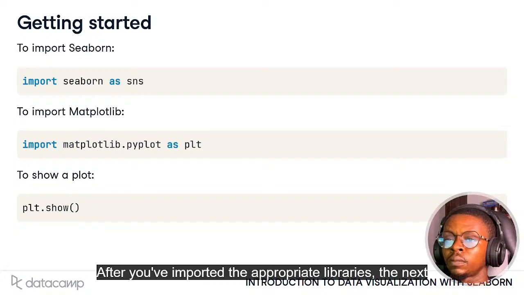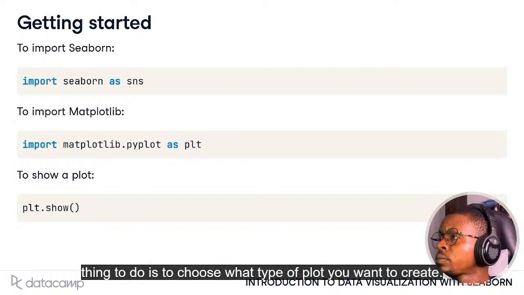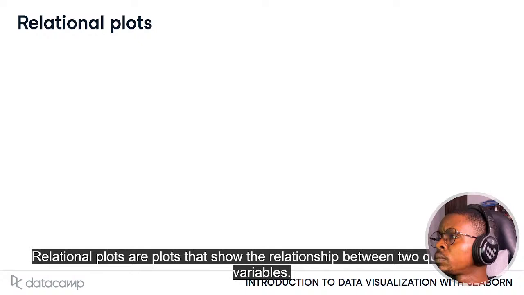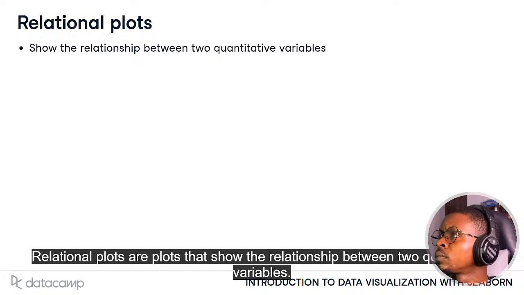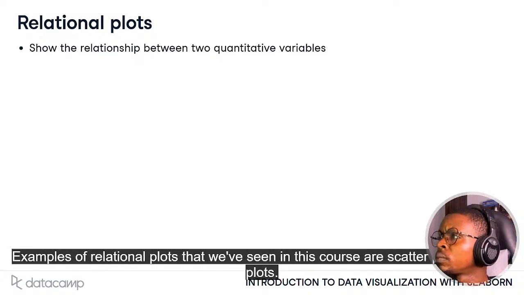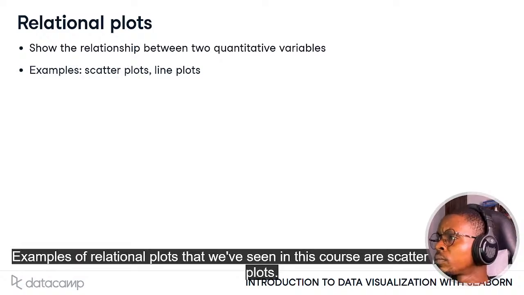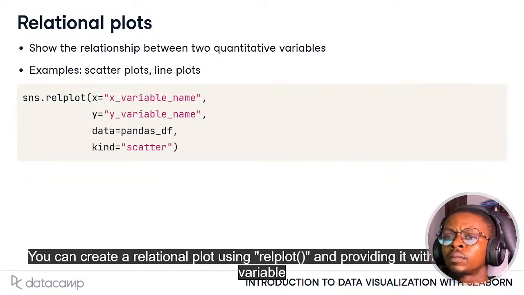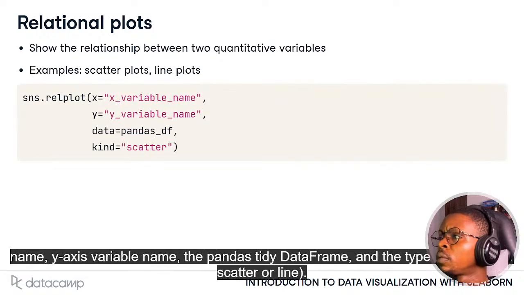After you've imported the appropriate libraries, the next thing to do is to choose what type of plot you want to create. Relational plots are plots that show the relationship between two quantitative variables. Examples of relational plots that we've seen in this course are scatter plots and line plots. You can create a relational plot using relplot and providing it with the x-axis variable name, y-axis variable name, the pandas tidy data frame, and the type of plot, either scatter or line.